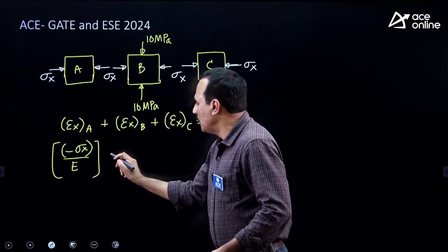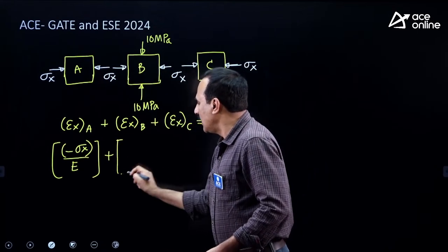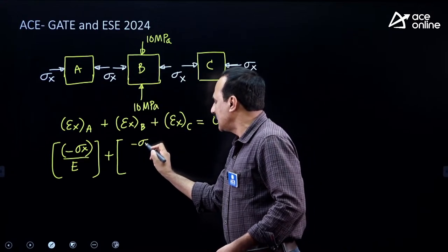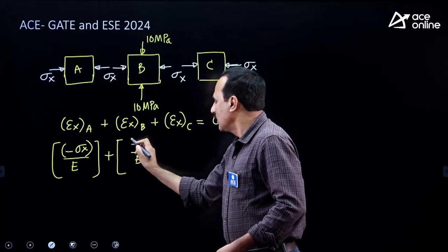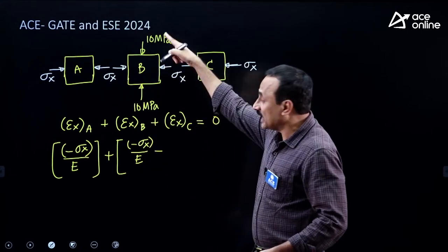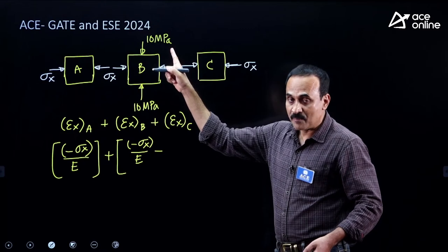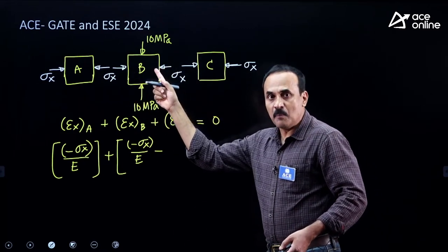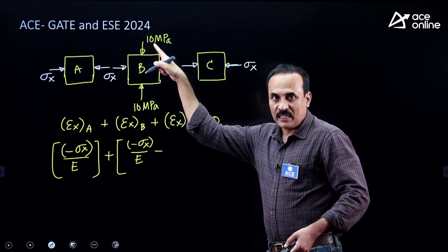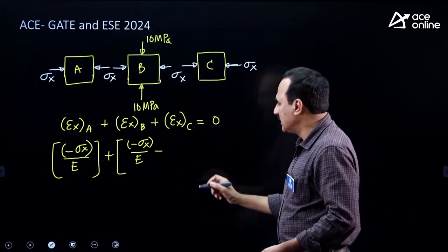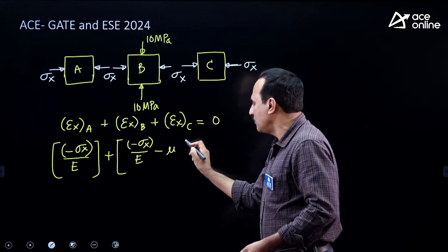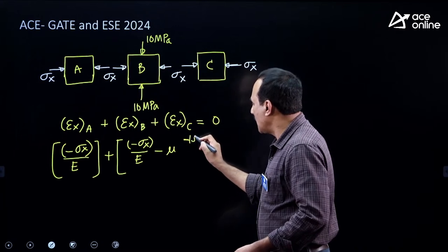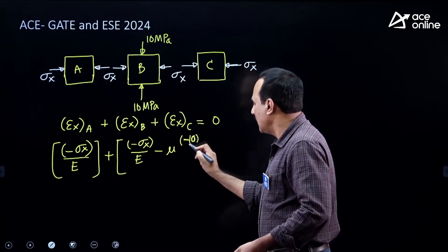Now coming to cube B, I want the strain in x direction. In x direction, the strain is sigma x, and as it is compression, I am taking minus. And y direction stress is also there. We need to use generalized Hooke's law. So sigma x by E minus mu times the lateral strain we need to consider. So minus mu times of, since the y direction is also compression, minus 10 upon E.